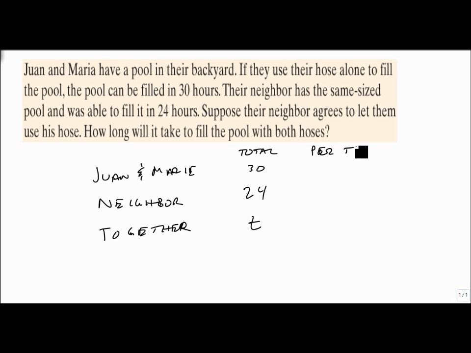So we're going to find our per time unit, our per hour rate. If it takes 30 hours to do it, and it works uniformly, that means it's 1/30th of the job. The neighbor is 1/24th, and together they're 1/T. So working together, we're going to add these two and set them equal. So we end up with 1/30 plus 1/24 equals 1/T.